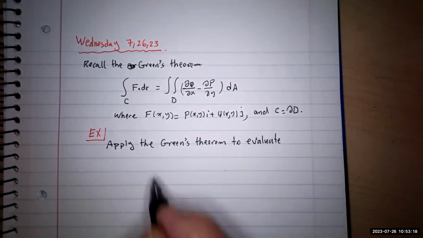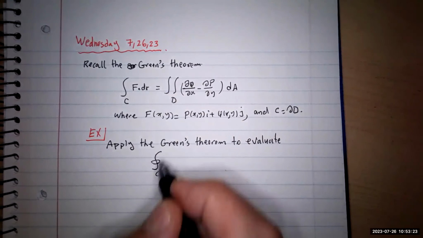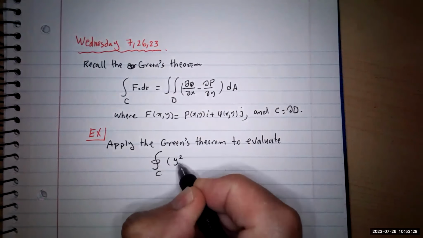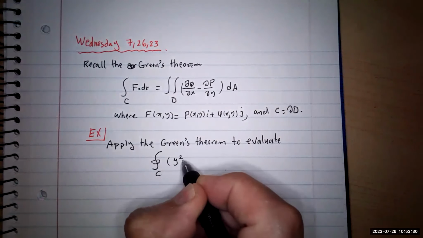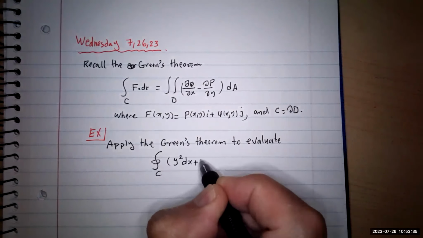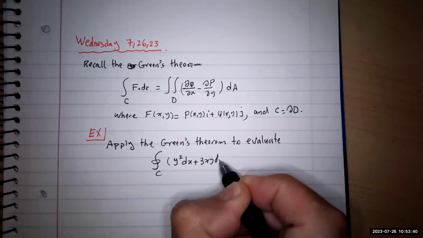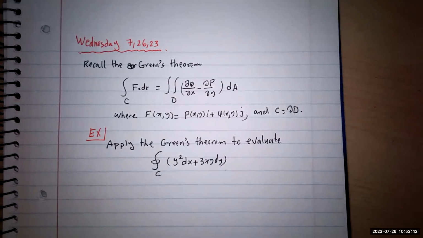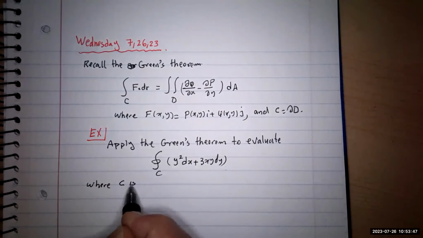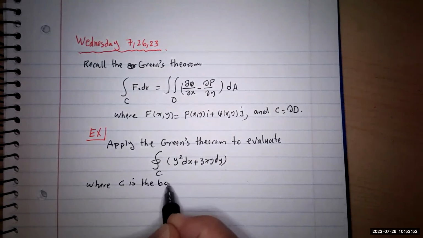We would like you to evaluate the integral over C, and this notation sometimes means C is a closed path. Remember, you can use this only when C is a closed curve. This is going to be your function, 3xy and dy. You want to find this integral, where C is the boundary of the following domain.